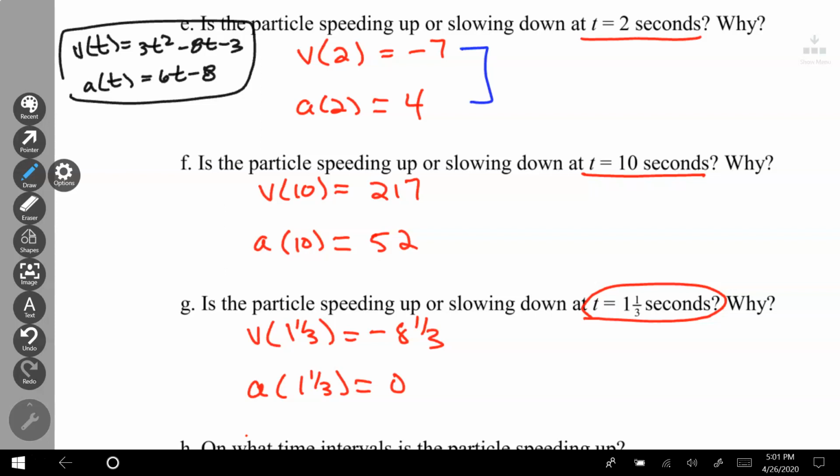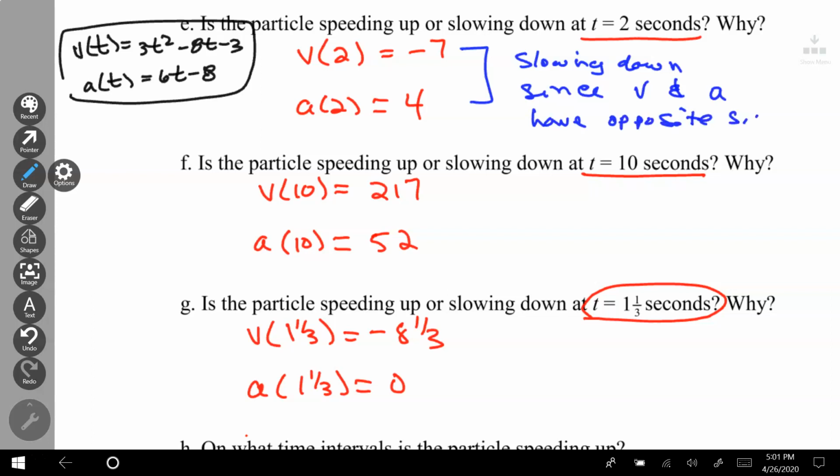Well, obviously right here, my velocity is negative, my acceleration is positive. It is slowing down since v and a have opposite signs. Yes, the velocity is negative, but the acceleration being positive means the velocity is getting less and less negative.